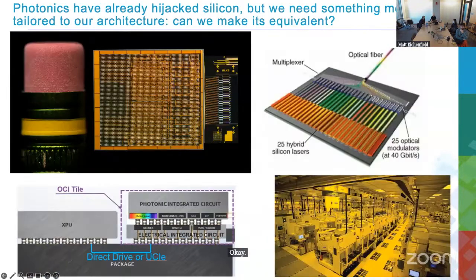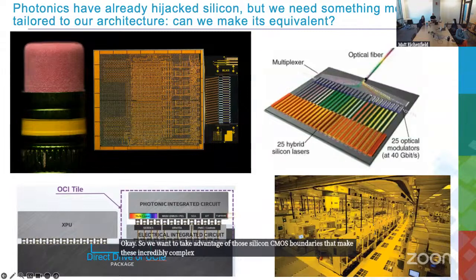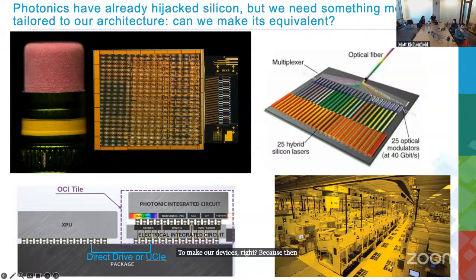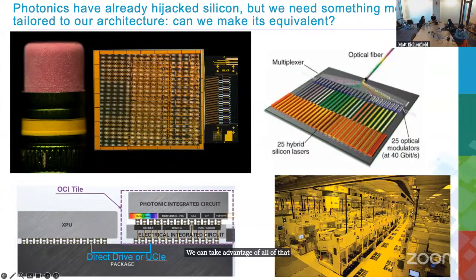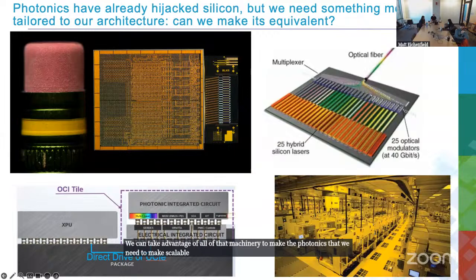And so we want to take advantage of those silicon CMOS foundries that make these incredibly complex microelectronic circuits, and now make what are called silicon photonic devices, which use the same exact processes and tools and methods to make devices that have photonics and electronics integrated with each other. We want to somehow figure out how to use those things to make our devices, right? Because then if I can just make one, literally just make one, I can make billions or trillions, right? They can be stamped across the wafer using those scanning photolithography tools with these perfect films that don't have any particles or defects. We can take advantage of all of that machinery to make the photonics that we need to make scalable photonic integrated circuits for quantum networking purposes, okay?